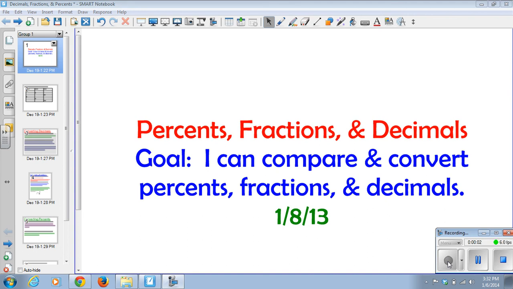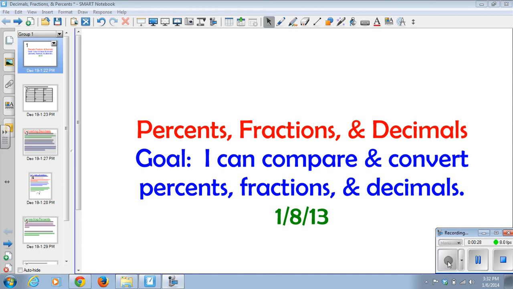Today we are learning about percents, fractions, and decimals and how to compare and convert from one form to the other. This lesson is being recorded from my home, so it will take me longer to add writing to the presentation. Therefore, I'll be pausing the presentation a lot more than usual, so I hope it is not too choppy for you. This should be a review of what you learned last year.